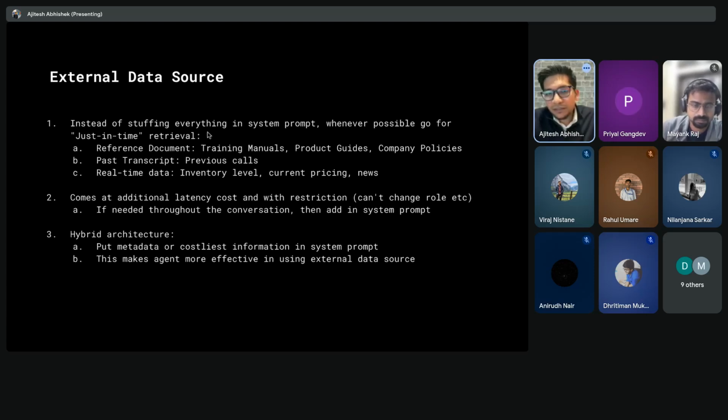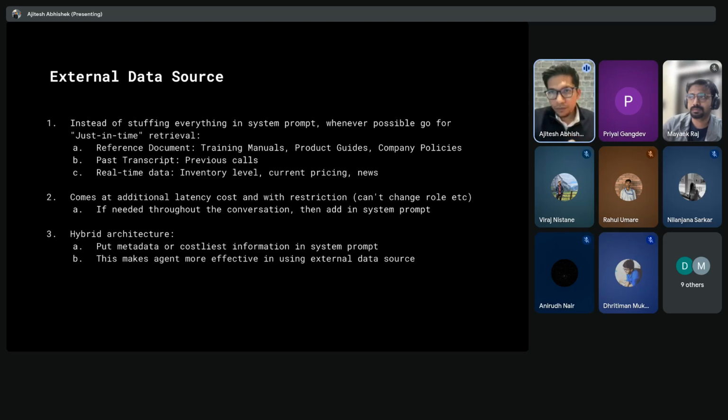Now, this just-in-time approach does come at a cost. Every time an agent makes a just-in-time call, it incurs around 300 to 500 milliseconds. So it does not behave as real time, but that would be okay, depending on the conversation quality.